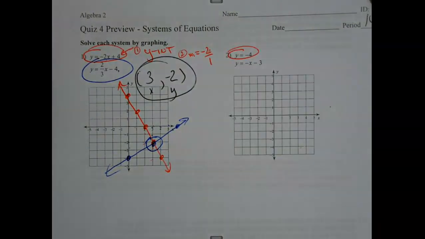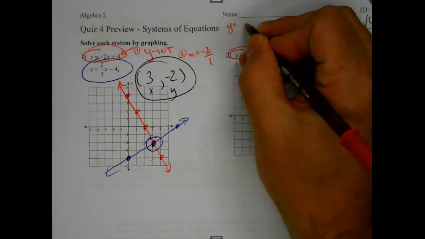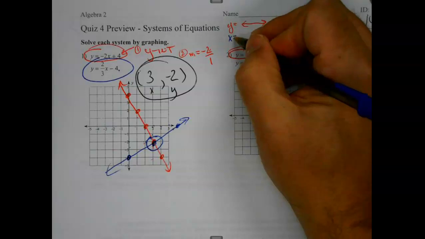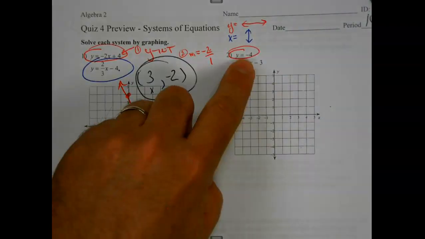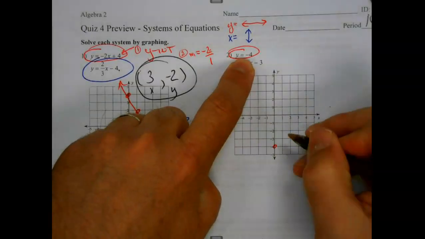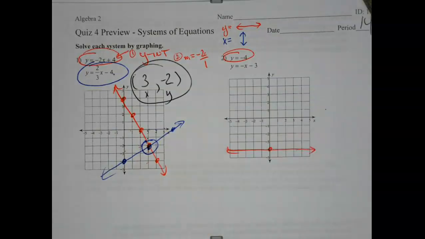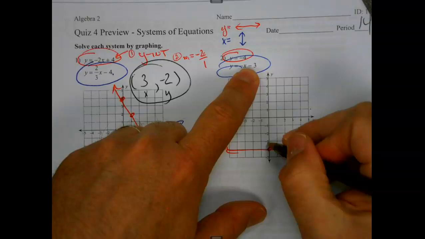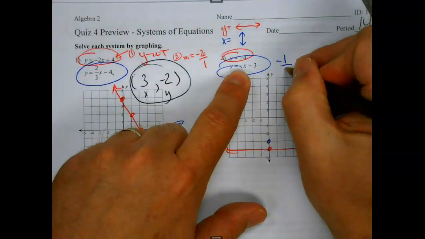The one exception is if I have x or y equals. So quick reminder here, y equals is going to be a horizontal line. If you happen to get just an x equals sometime, that's going to be vertical. So I'm going to go to where y is -4. I'm going to put a dot. Put a horizontal line. Second one, I'm going to go to -3. I'm going to put a dot. Hardy, there's no number there. It's -1 over 1.